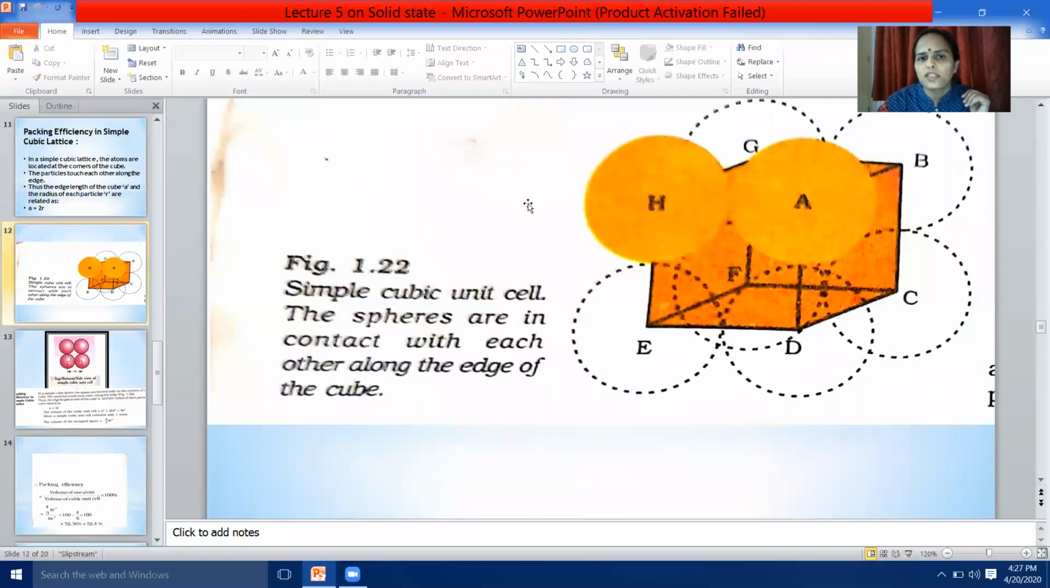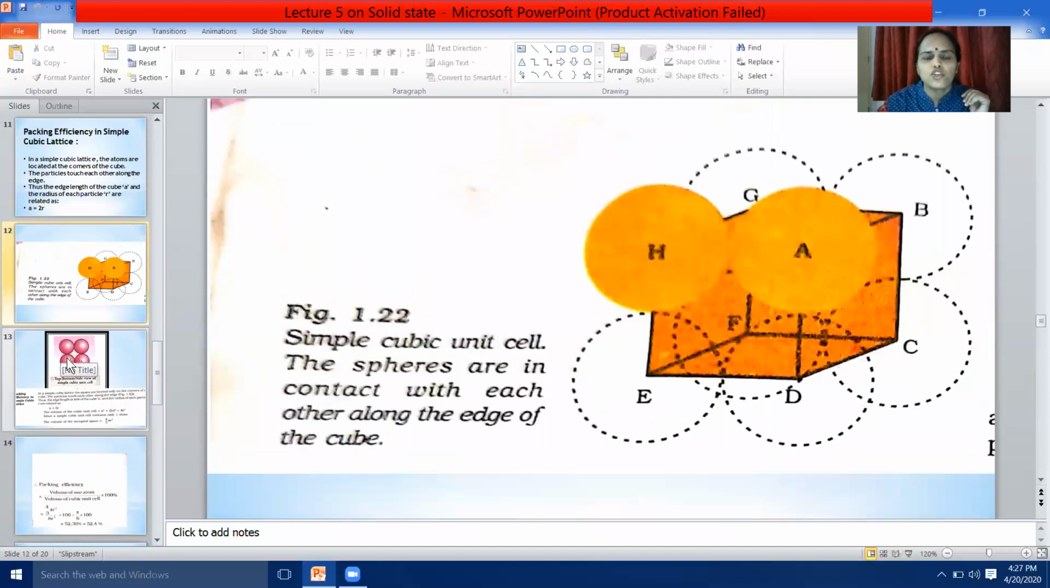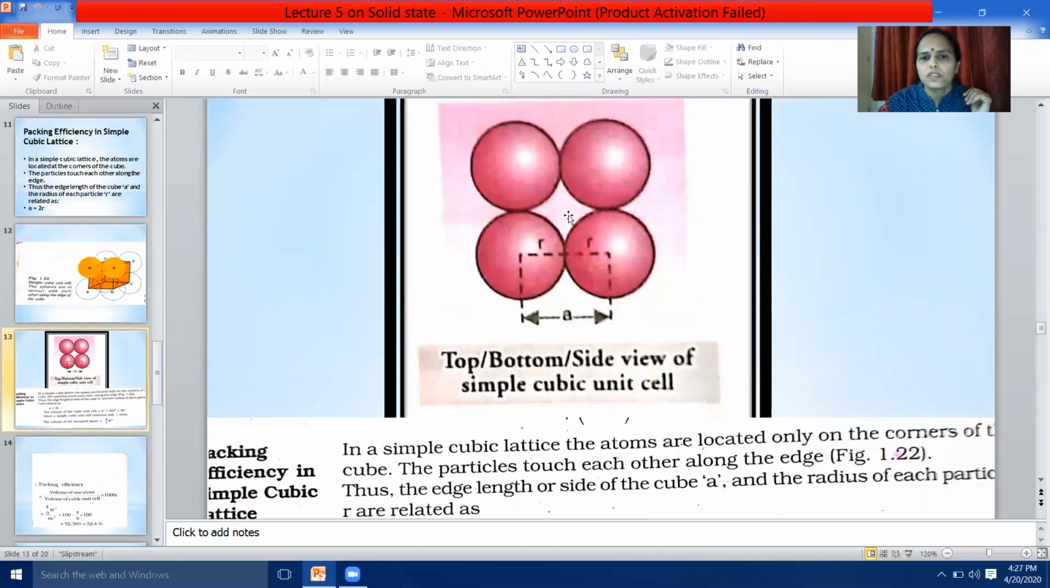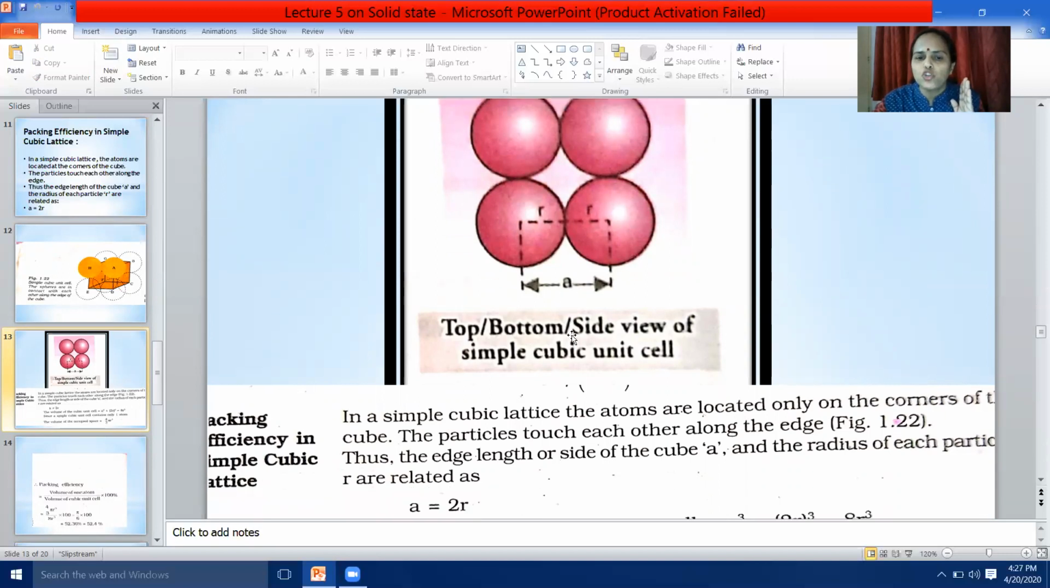So this is the figure that is shown. Look at this figure. This is the top bottom side view of the simple cubic unit cell that is shown, right? This A is your edge length. This edge length A is equal to R plus R, that is equal to 2R. R is the radius of each particle. So A equals 2R.